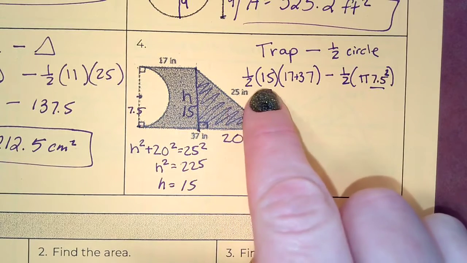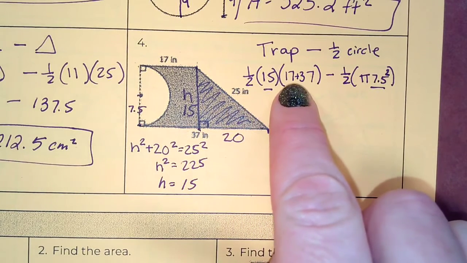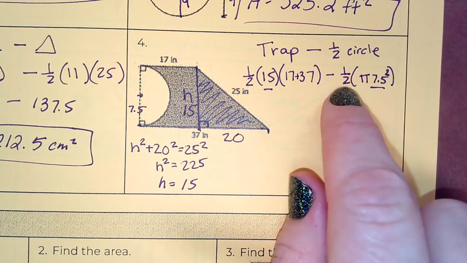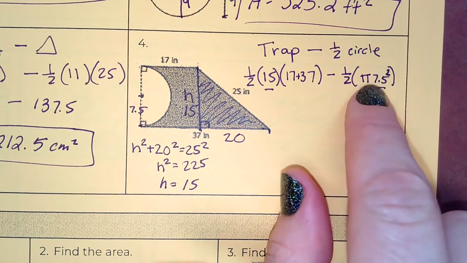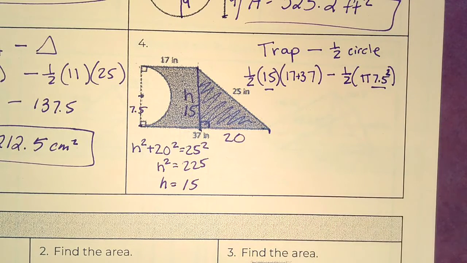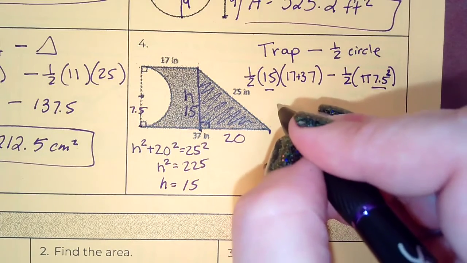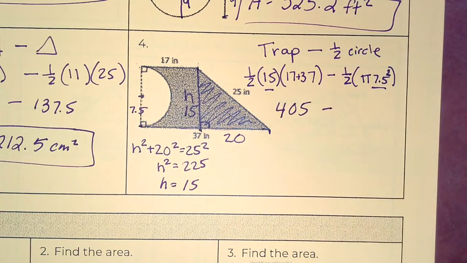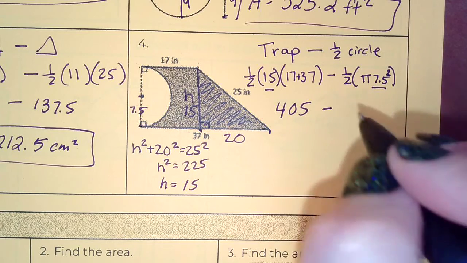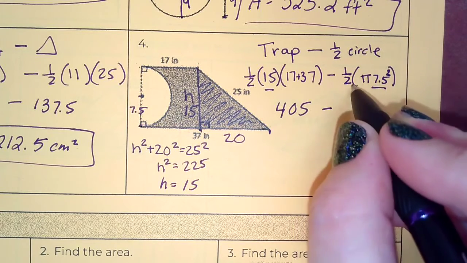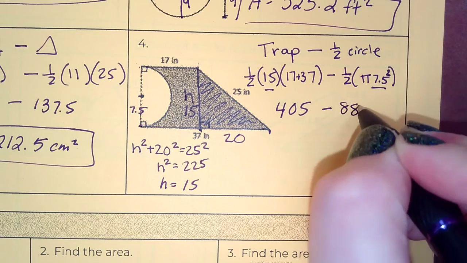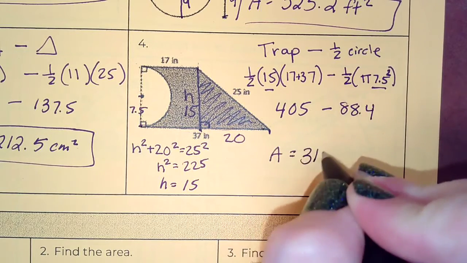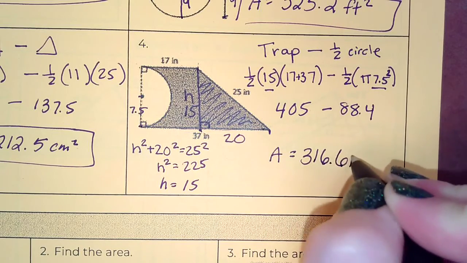So 1/2 times the height, 15, times the bases added together, minus half a circle area, so half pi r squared. Plug it into your calculator. So for the trapezoid, I got 405, and we have to take out the non-shaded region. So I'm taking out, plugging this into your calculator, I got 88.4. When we subtract them, 316.6 inches squared.